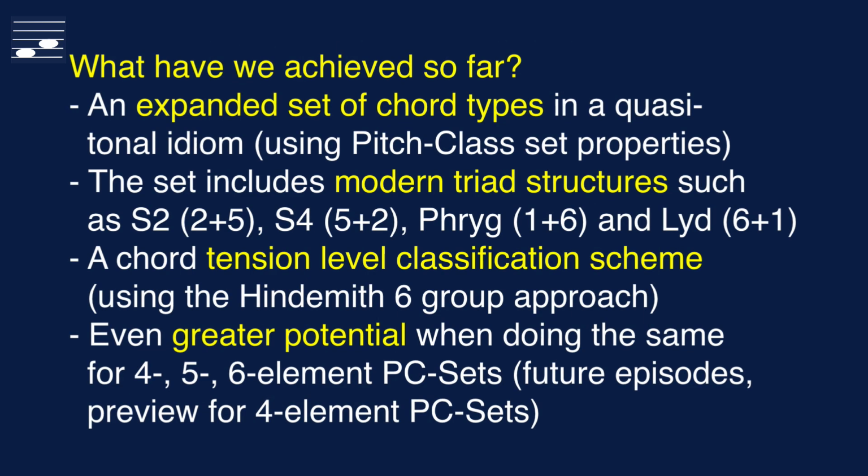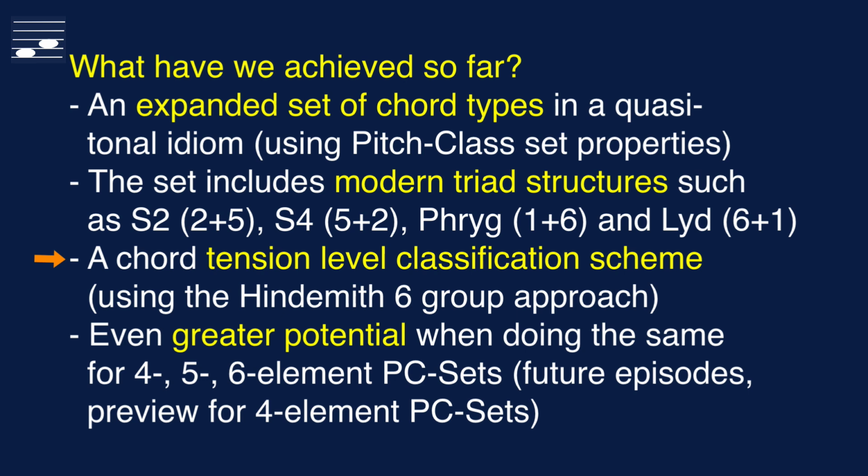So, reaching the end of the theoretical part of this tutorial, what have we achieved? We greatly expanded the set of possible chord types in a quasi-tonal musical idiom by considering pitch class set interval properties. The set size is 10 chord types, including more advanced and modern music triad structures. Not only are there the chords in thirds, that is, with intervals of 3 or 4 semitones, but now we also see structures with 2 and 5 semitones, and modal variants with 1 and 6 semitone intervals.